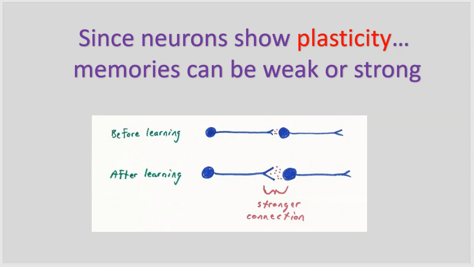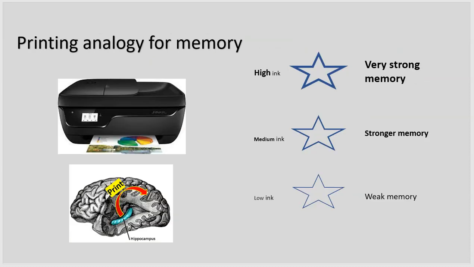Since the computer analogy does have a weakness, I'm going to shift to a printing analogy for memory. Here we have a printer, and the idea is the hippocampus is going to help print memories in the cortex, the long-term storage system. If the printing process doesn't use much ink, then we're going to have a weak memory stored in the cortex. With a greater amount of ink applied to the paper, the image will be richer and brighter and more vivid, and we'll have a stronger memory. If we use a lot of ink, we'll have a very strong memory.